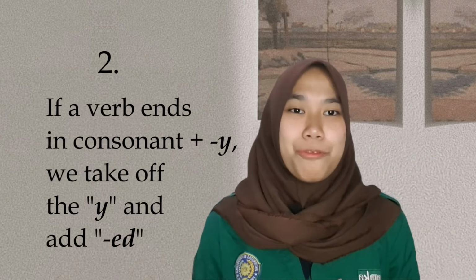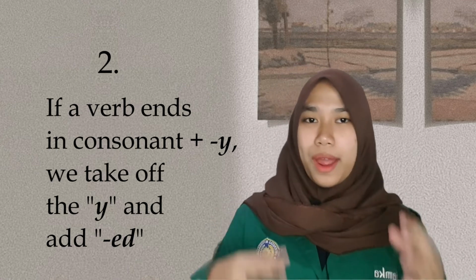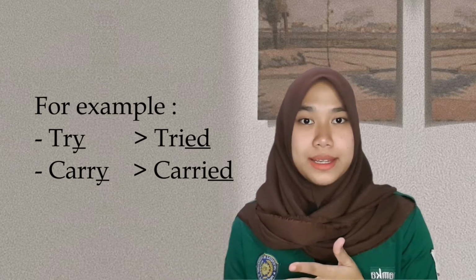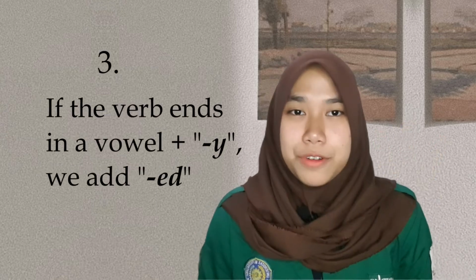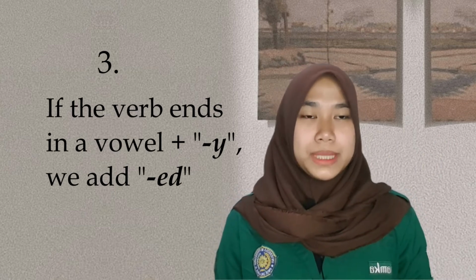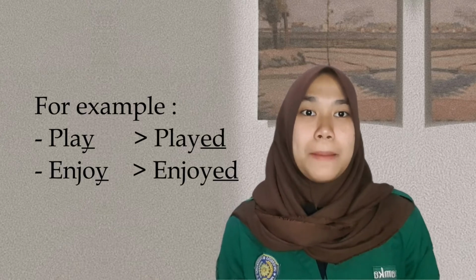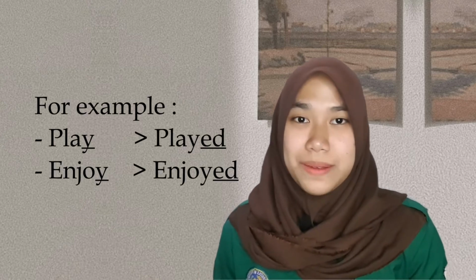Second, if a verb ends in consonant plus y, we can take off the y and add -ied. For example, try becomes tried, carry becomes carried. Third, if the verb ends in a vowel plus y, we add -ed. For example, play becomes played, enjoy becomes enjoyed.